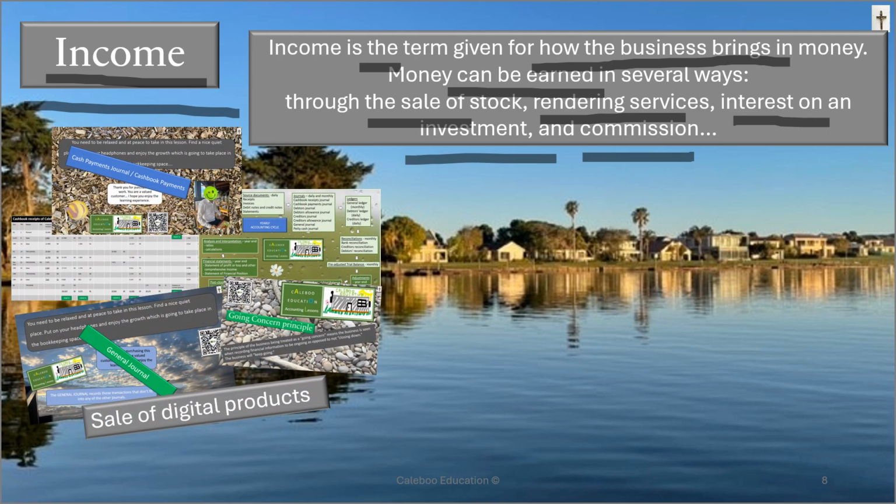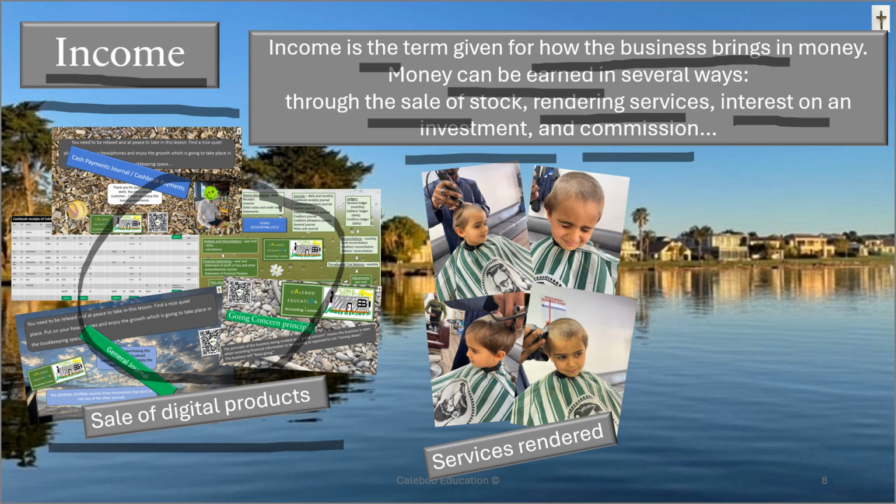Here's an example of what we do at Calibre Education. We sell digital products like the video you are just watching at the moment. They're examples of digital products, so that's a way to derive income. Some people render services, for example, a hairdresser. There's Caleb having one of his first haircuts.